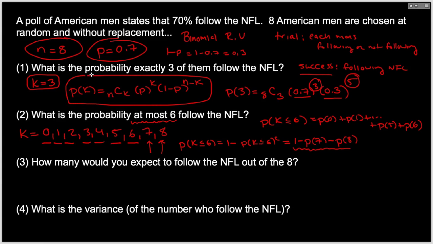Now, how many would you expect, another keyword, expect to follow the NFL out of 8? Well, the expected value of a binomial random variable is the number of trials times the probability of a successful trial. And here, the expected value is 8 trials and 0.7, so you would expect 5.6. 8 times 0.7 is 5.6. So you'd expect between 5, probably closer to 6 guys to follow the NFL.